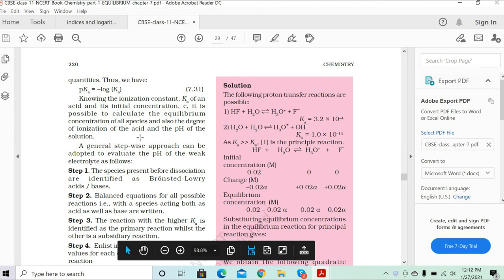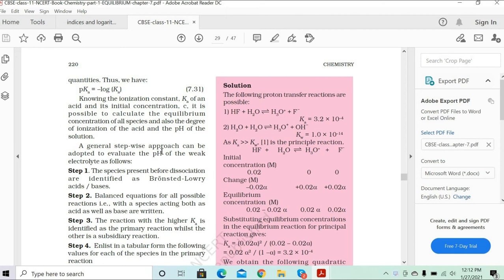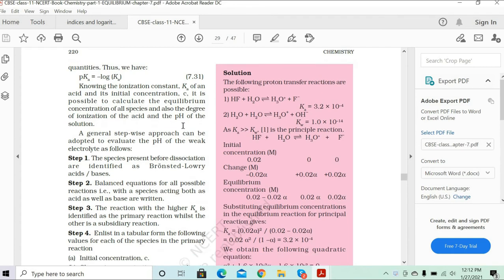Good. So you wrote down the equation 7.31? Yes, sir. Good. Knowing the equation, the ionization constant Ka of an acid and its initial concentration C, it is possible to calculate the equilibrium concentration of all the species, the degree of ionization of the acid, and the pH of the solution. So once you have this formula, pKa is equal to minus log of Ka, so we can actually find the equilibrium constant and the pH very easily.